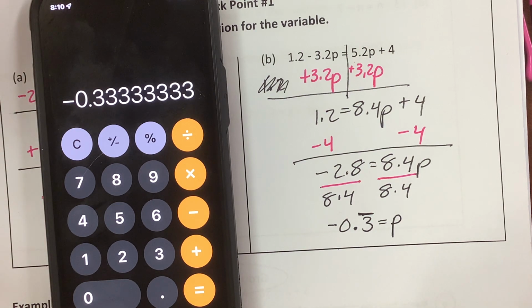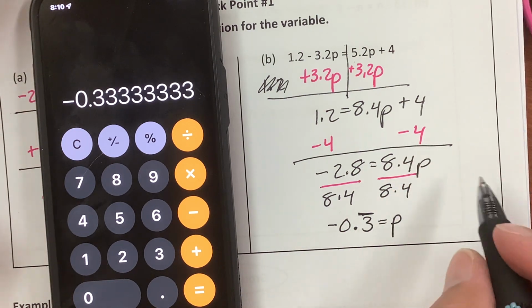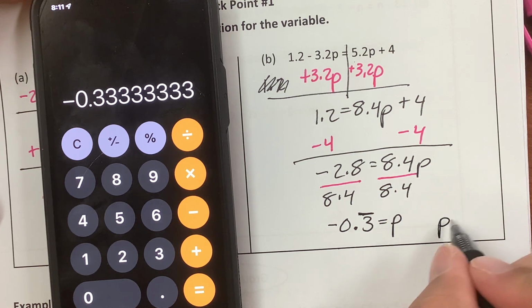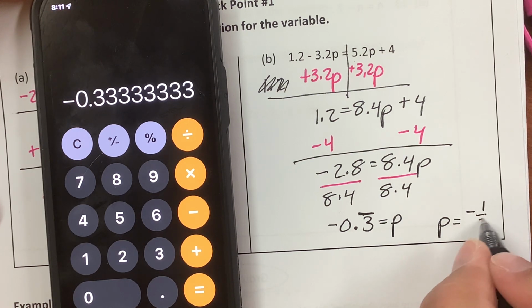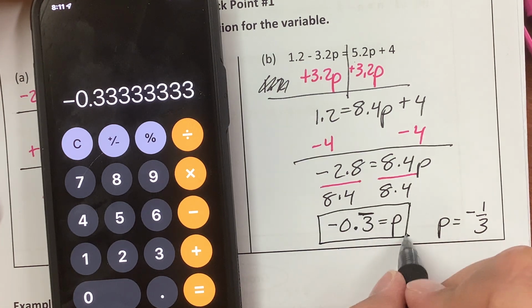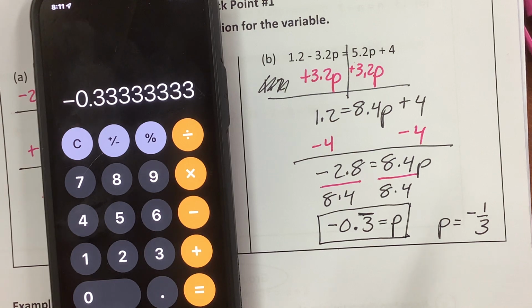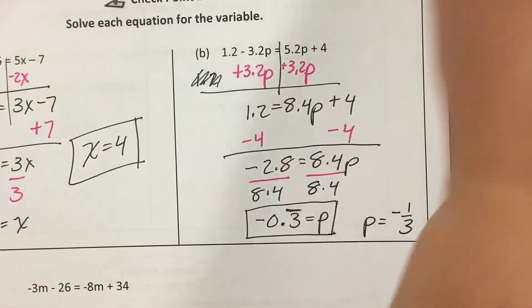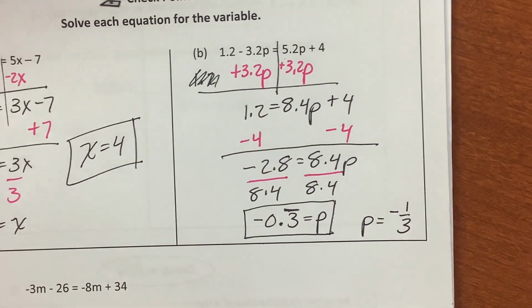Now, you could change it to a fraction because repeated negative 3's is actually p equals negative 1/3. Now, I would go with this because when they give you decimals, you should give them decimals as answers. But it could be that fraction. It's the same thing. It means the same thing. All right, let's do these couple of examples.